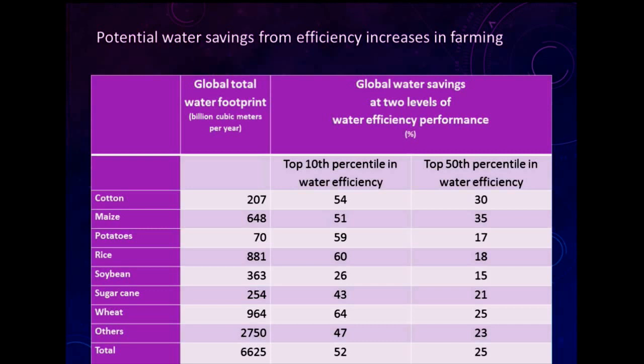Bottom line, go to the bottom line. And it says here that we could save 52% of the water used on these crops if all farmers were operating at the 10th percentile of water efficiency, 25% if we are at the 50th. In other words, if we were using best practices, we could save a ton of water, is what the bottom line is there.